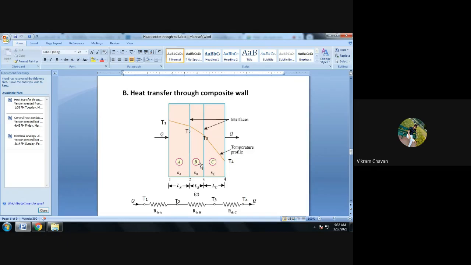Now, if more heat enters the cold storage, it will impact the efficiency of the refrigeration and air conditioning system. How will it impact? Because more load will be placed on the system, so more work must be done by the air conditioning system, and due to that more electric energy will be consumed. So the efficiency of cold storages will be lower if you are not using composite walls or insulation.